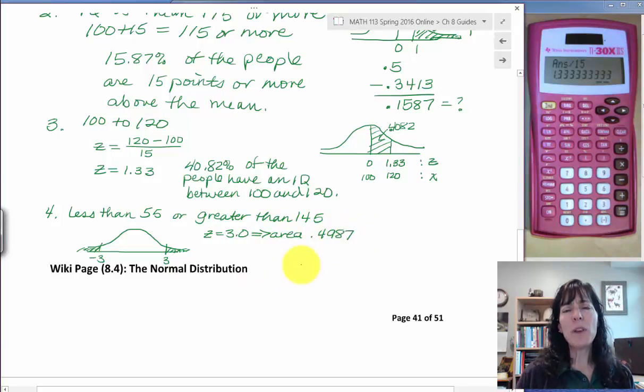Well, we said we thought it was going to be really low. So what's up with that giant 0.4987? That's almost half of our distribution. So let's think about that for a second. Some of you got it.